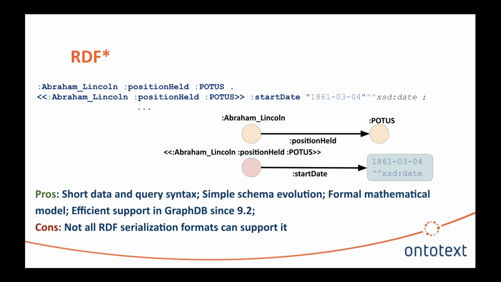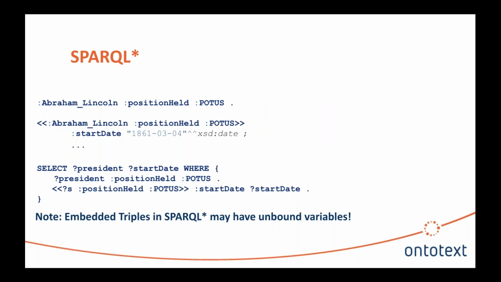Obviously, it has some downsides since this is an extension of the RDF format. Not all serialization formats and all previous RDF stores may support this. So this is obviously the discomfort: if you switch to RDF-star, you may limit the number of implementations supporting this. So how this really works in SPARQL is another aspect of how SPARQL-star works.